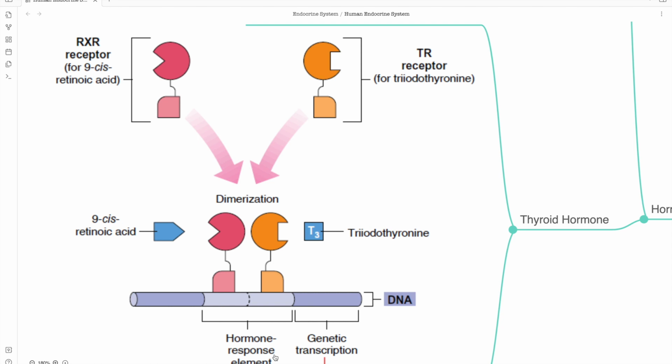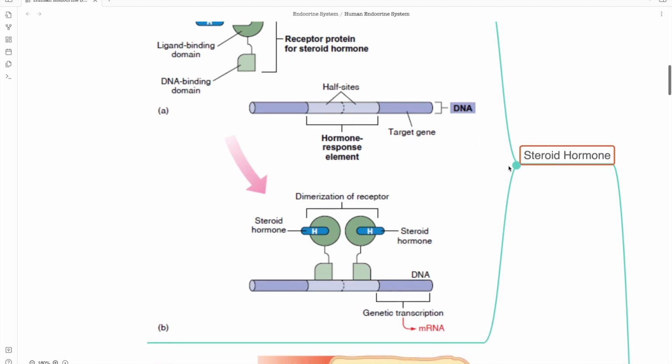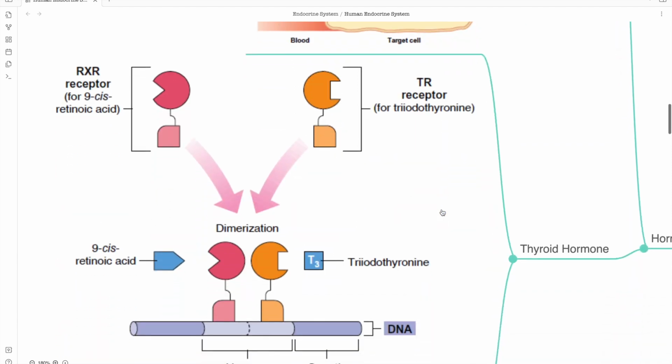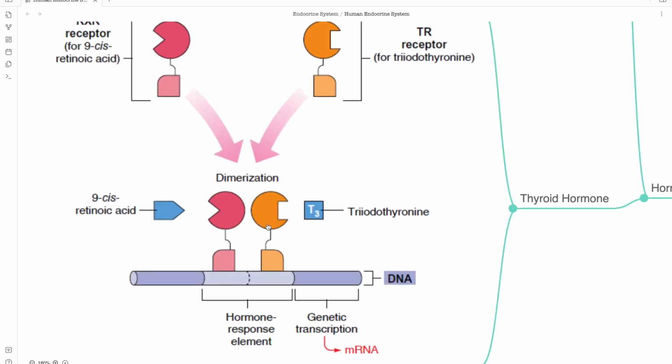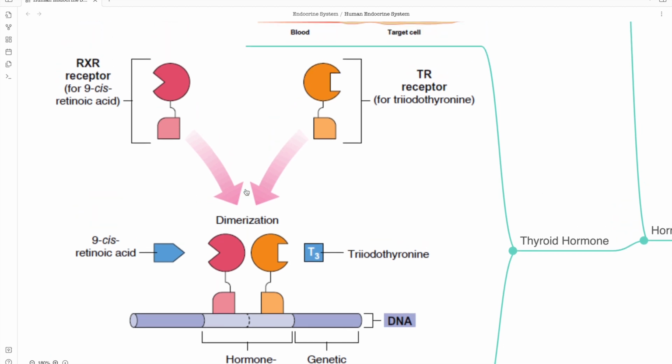So here also dimerization is happening, but what is happening is heterodimerization, not homodimerization. Previously in the steroid hormone we have seen that there is a homodimerization. That means both these are steroid hormone receptors, but in this case, the thyroid hormone, there is a heterodimerization. One is for the triiodothyronine or T3 and another one is for 9-cis retinoic acid or RXR receptor. So this is one major difference between the steroid hormone and the thyroid hormone mechanism of action.